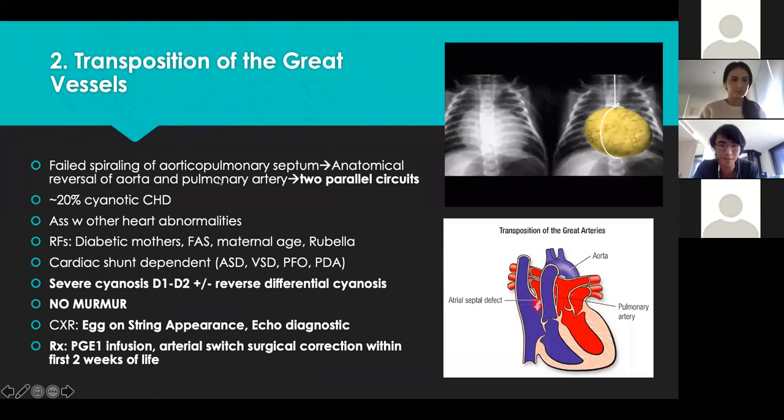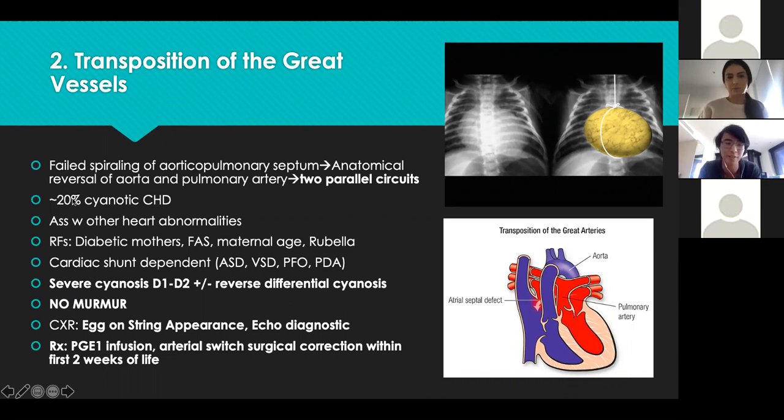Transposition of the great vessels. So similarly, instead of there being no septum in between your aorta and your pulmonary artery, this time, the septum has failed to spiral properly, so there's been a switch. So our right side of the heart is now connected to our aorta going into our limbs, and our left side of the heart is now going to our pulmonary artery, which is going to our lungs, which is then going to come back to our left atrium. So we've got two parallel circuits, and they're not going to be connected unless we have our shunts there.